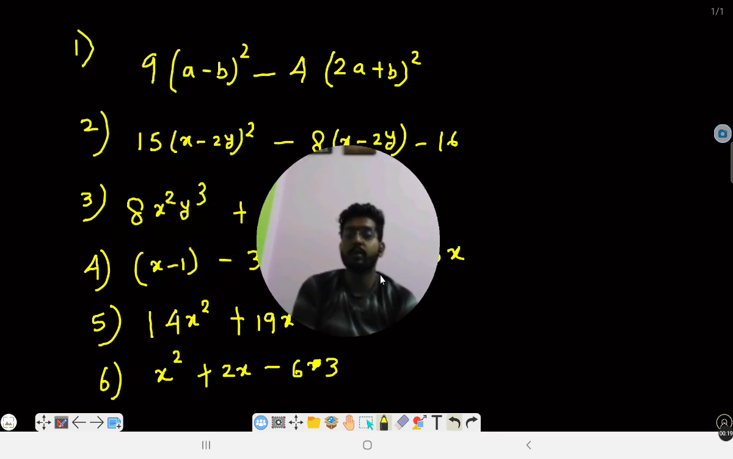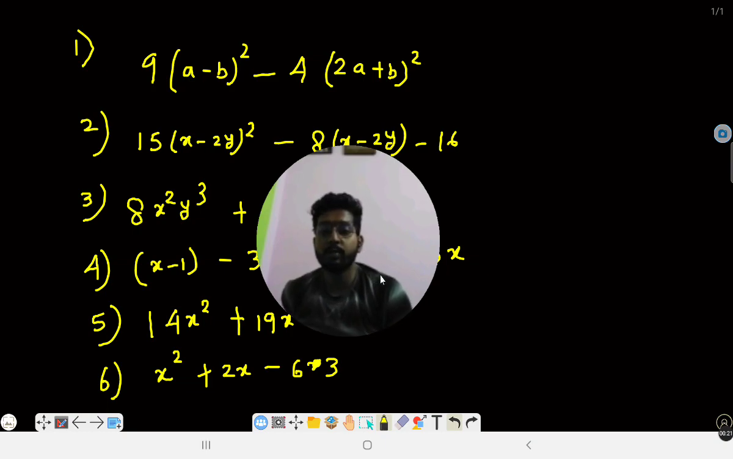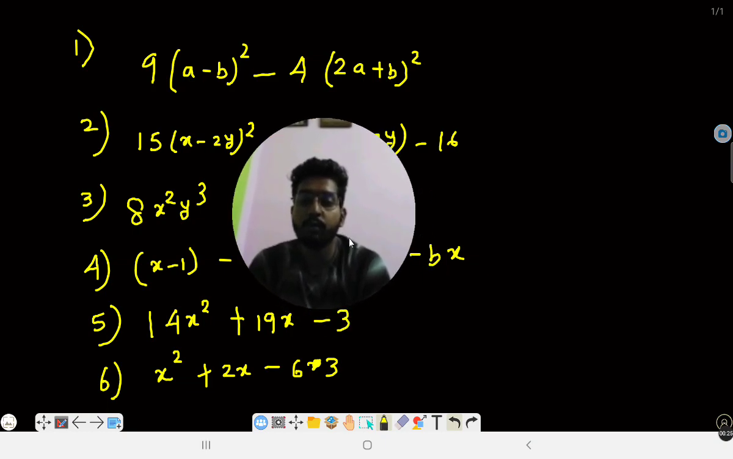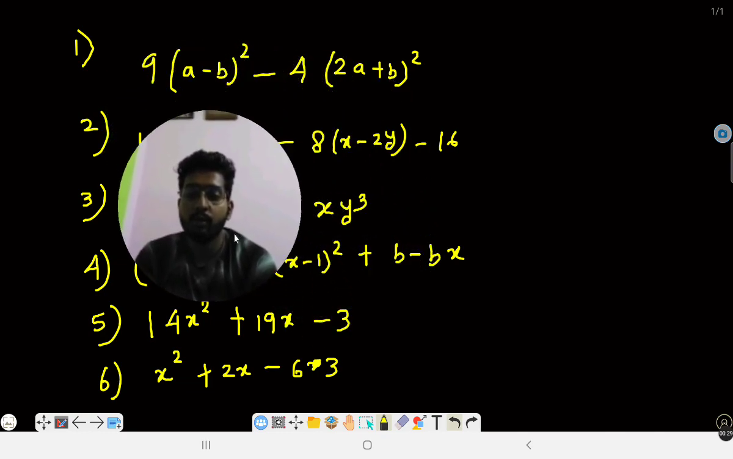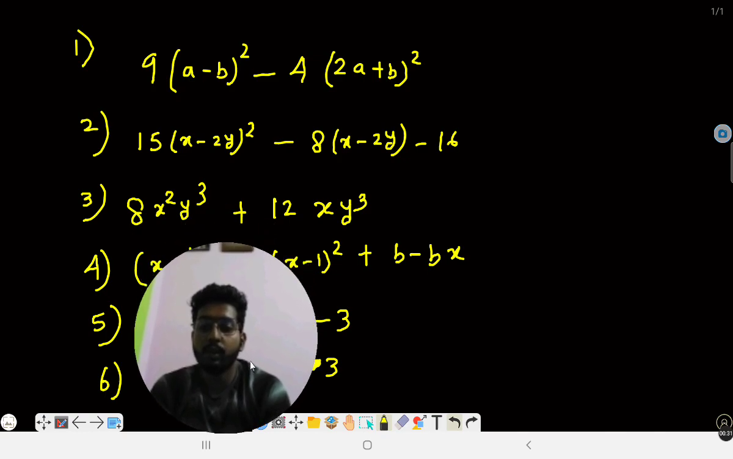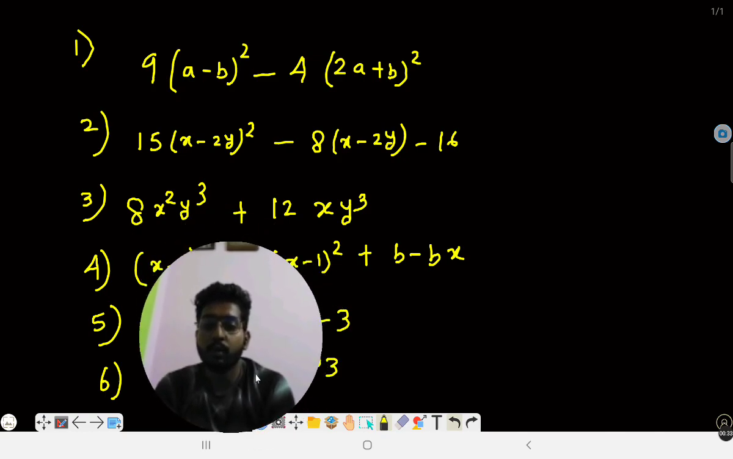So the first problem is this: 9 into (a minus b) whole square minus 4 into (2a plus b) whole square. So this is the first problem. Then several problems are given that we'll try to solve here. So the first one is 9 into (a minus b) whole square and 4 into (2a plus b) whole square. That is question number 1.